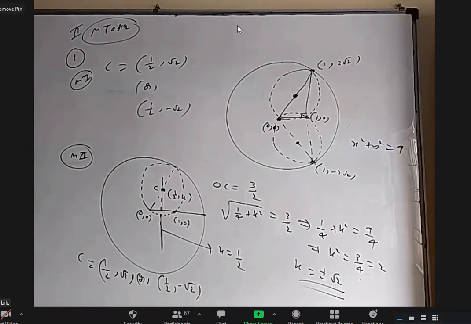Somebody can take the general circle if they want, x square plus y square plus 2gx plus 2fy plus c equal to 0. It should pass through the origin, so you get one condition, pass through 1 comma 0, another condition. The two circles should touch each other, so c1c2 equals mod r1 plus or minus r2, and you will get another condition. But I think with this figure you can do it more easily.